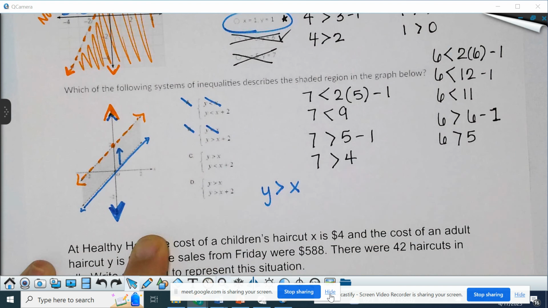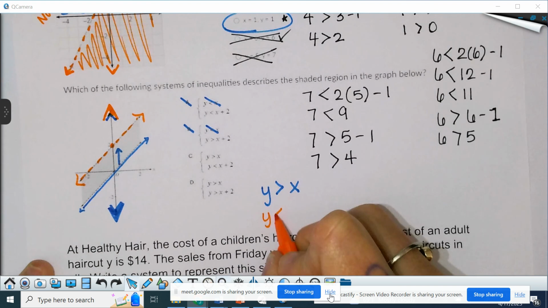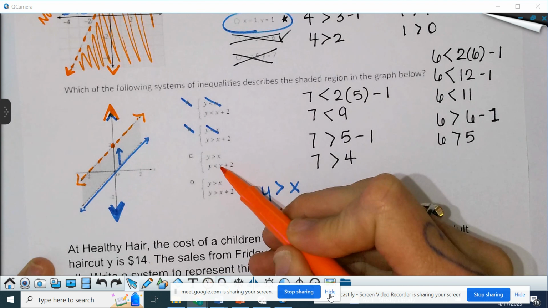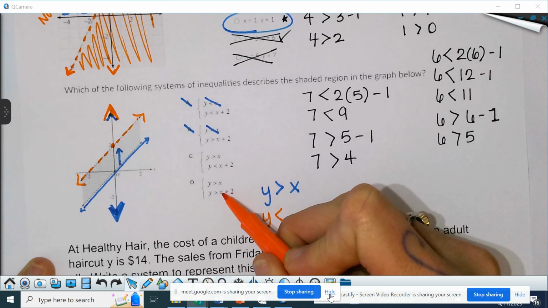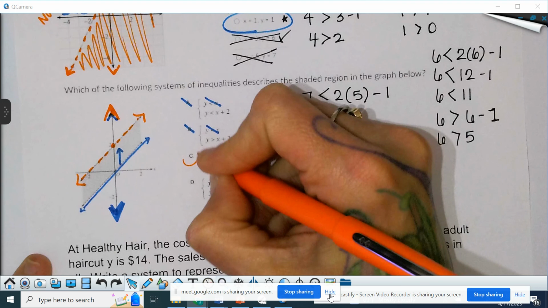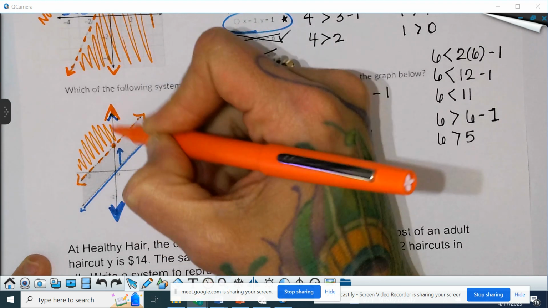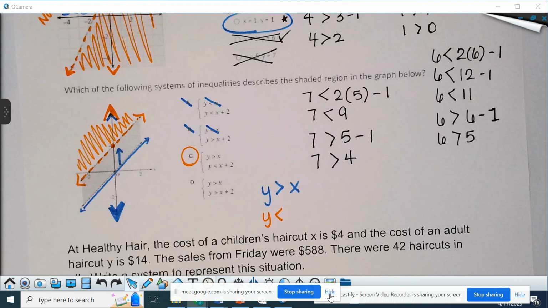So that means y is less than, and you don't have to worry about the rest of it, because look at our answer choices. We have y is less than x plus 2 or y is greater than x plus 2. So it has to be C, because our D answer would have been shaded this direction from that orange line for our second equation.